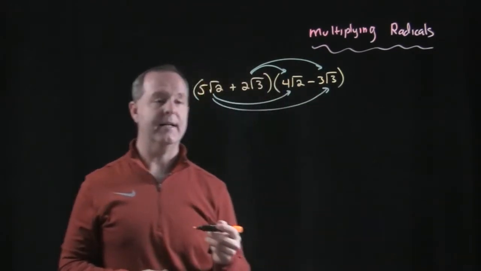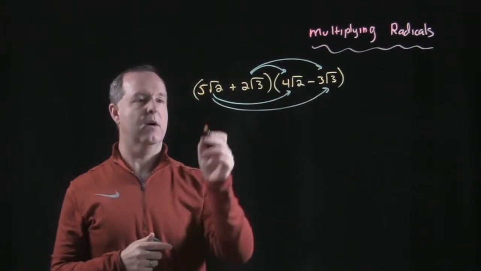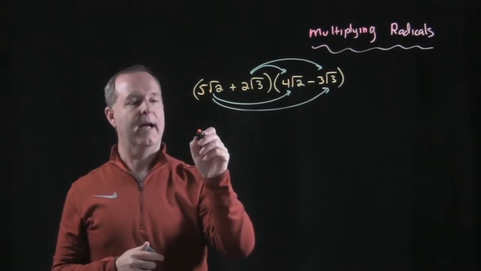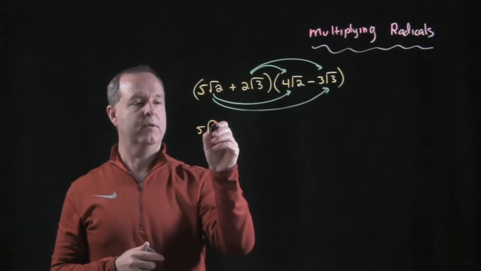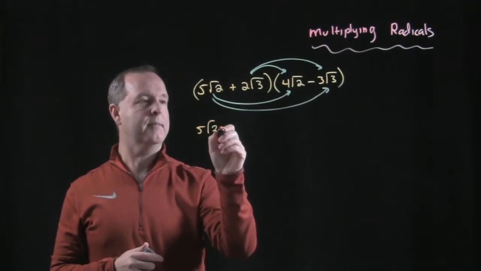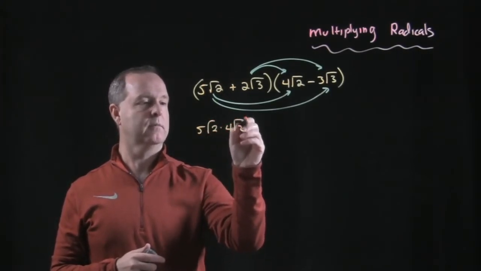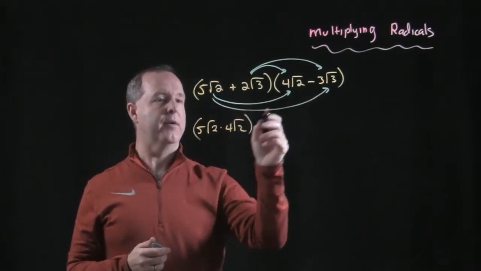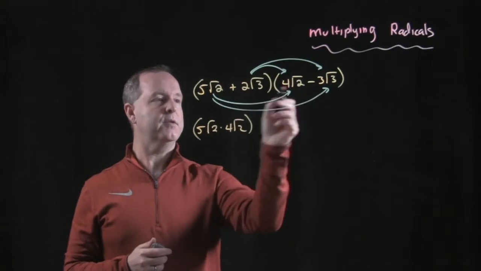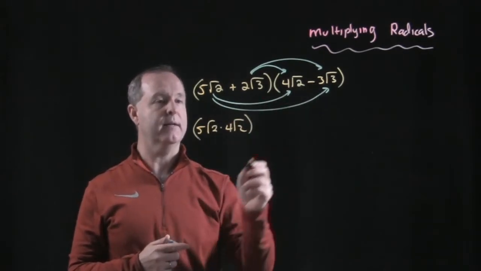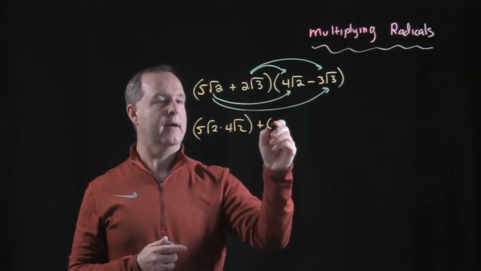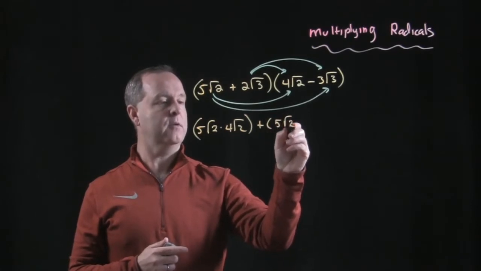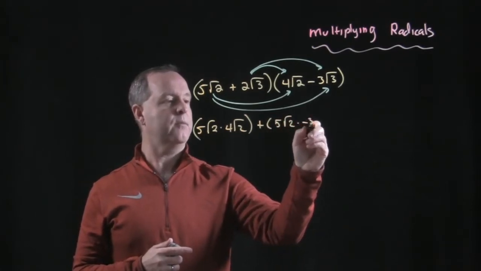So let's work through that, and we'll try to go step by step and nice and slow. So first times first, I have a 5 root 2 times a 4 root 2. Then my next set of terms are my outers. So then I have a 5 root 2 times a negative 3 root 3.